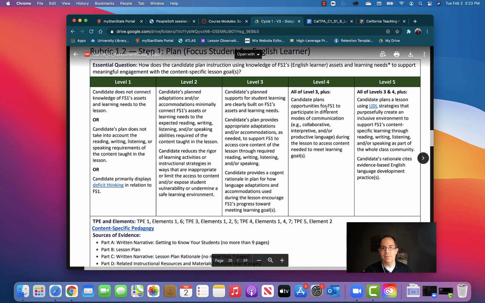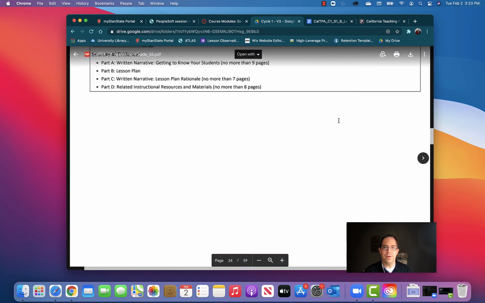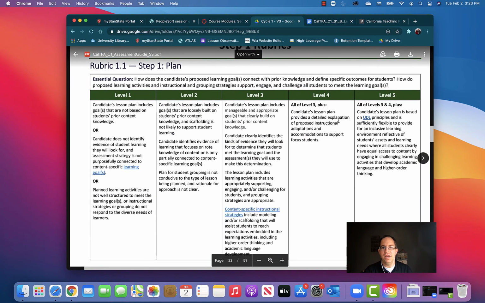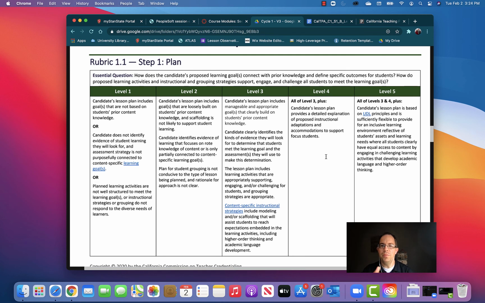Well, I need to plan opportunities for my focus student 1 to participate in different modes of communication, or going back up to the first rubric, right? I need to make sure my lesson plan provides detailed explanation of proposed instructional adaptations and accommodations to support focus students, right? So do level 3 first. If you want to go higher, add the next pieces. Rubric 1.1 through 1.4 are the rubrics they will use to look at step 1A, step 1B, and step 1C.